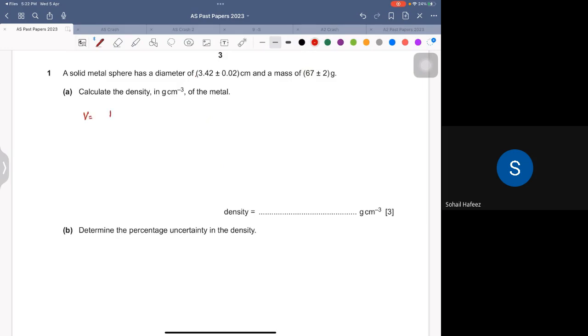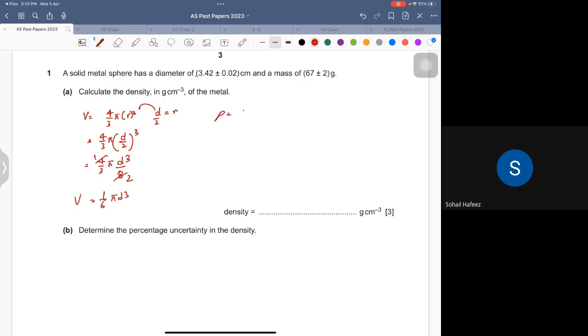So volume of a sphere is 4 by 3 pi r cube, and radius is half of the diameter, so we're going to put it here. So this is diameter by 2 cube, and now I'm going to get 4 by 3 pi d cube, and 2 cube is 8. So 4 over 8 is 1 over 2. So we're going to get 1 over 6 pi d cube as the volume of sphere in terms of diameter.